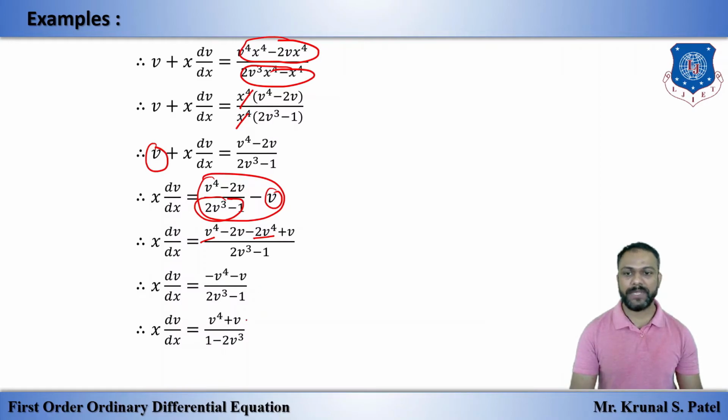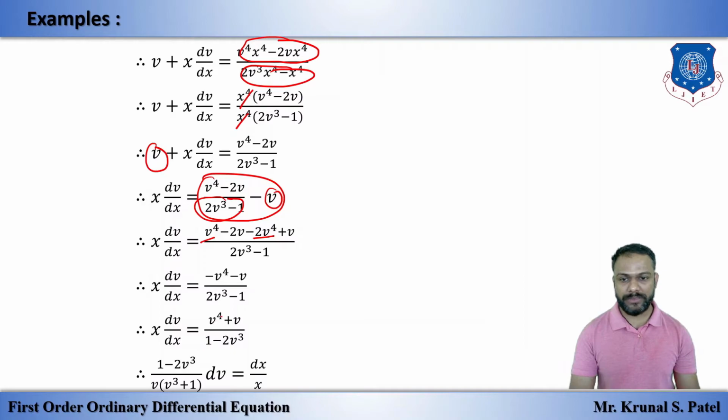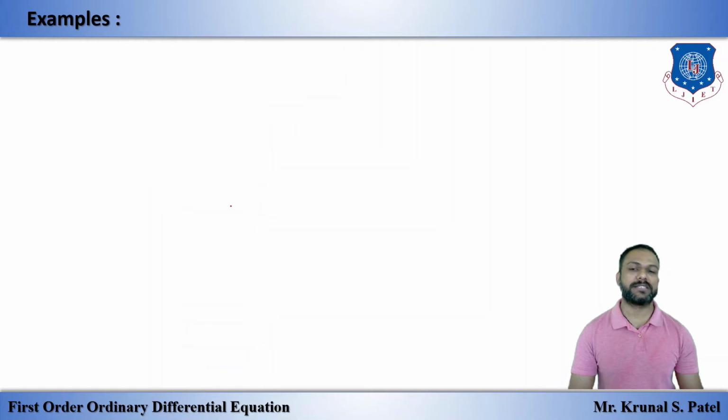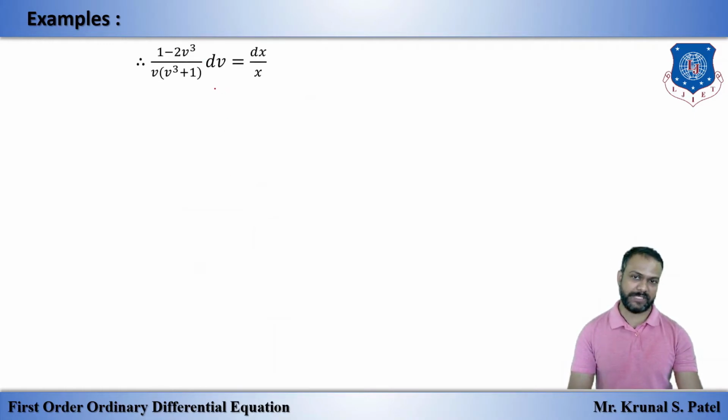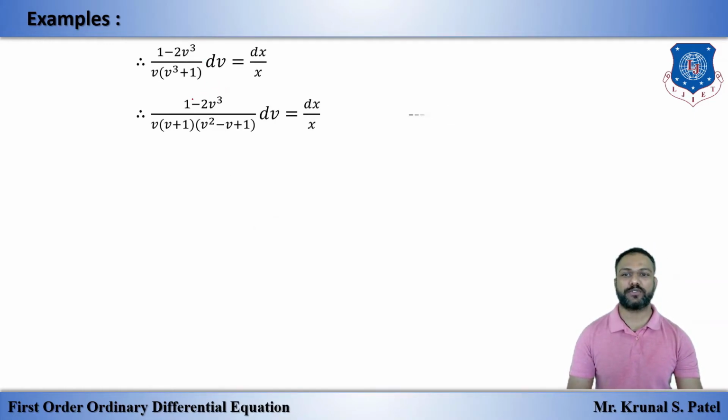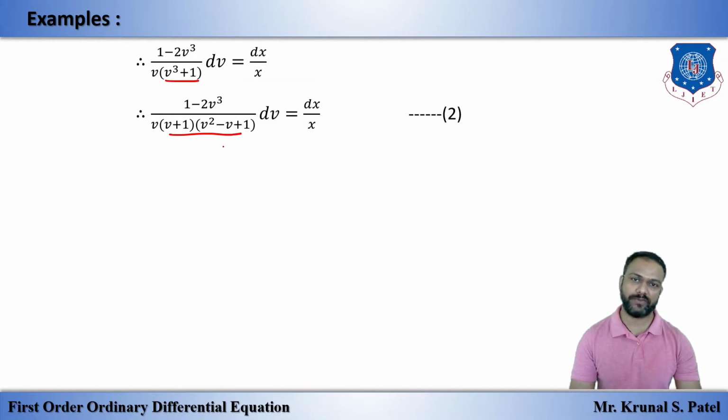So by taking variables separable, now this term goes on the left hand side, so numerator becomes denominator and denominator becomes numerator. We can take v common from this, so we keep plus 1. Now this is not directly integrable, so we have to factorize this v cube plus 1. So the factors of v cube plus 1 are v plus 1 and v square minus v plus 1.